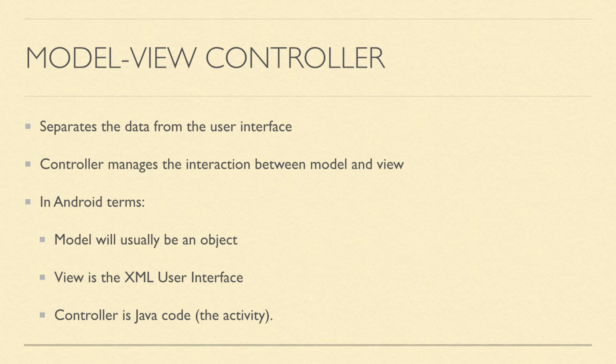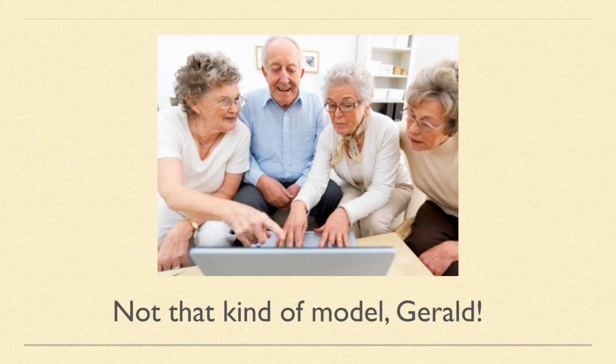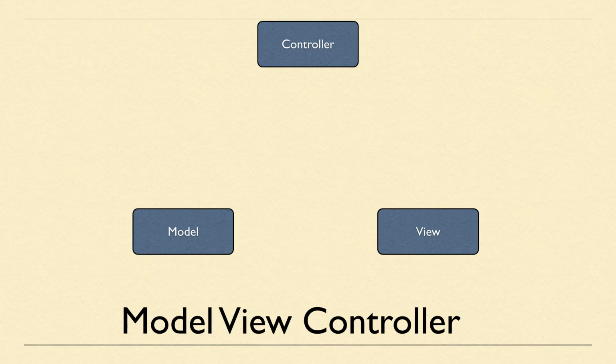The user interface is the XML, and the controller is the activity code. There's my stupid picture that goes with this. I couldn't find any funny picture about model view controller. This was the closest I could find. So yeah, anyway.